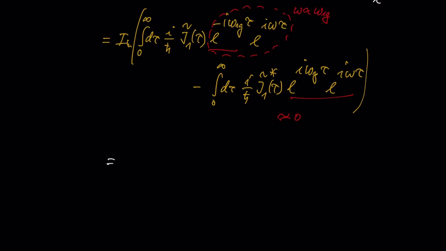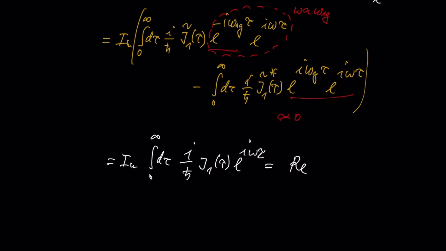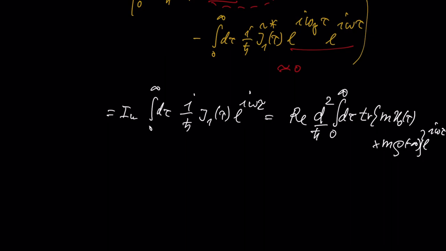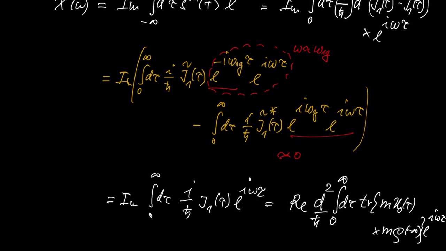So it's going to be the imaginary part of the integral. We can go back to this. That is 1 over h bar, I over h bar j1 tau e to the power of I omega tau. And this can be written as a real part of d square integral, where we can put here the h bar, and here is the trace over the operator u0 tau, and I have to continue below here, m rho minus infinity, closing the trace, and e to the power of I omega tau.